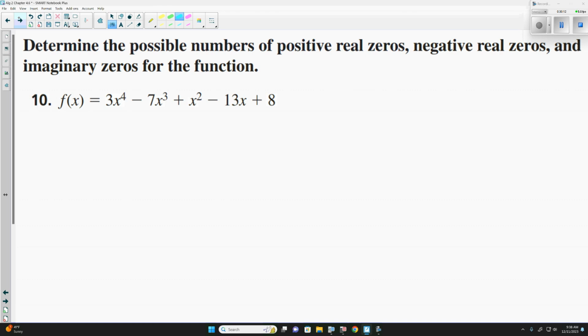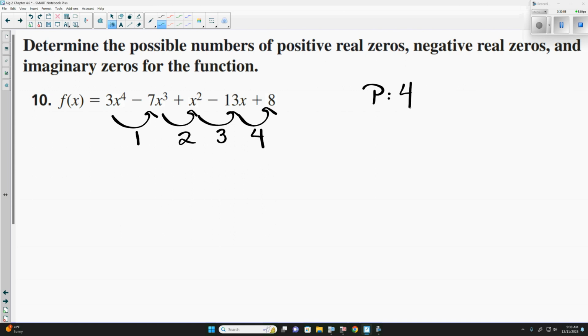Now the nice thing for any of these here, for our positive number of solutions, we can just take the function and start counting our sign changes. And if there is a missing term, we don't have to put it back in. Just count the sign changes. X to the fourth to x cubed, positive to negative, would be 1. X cubed to x squared, negative to positive, 2. X squared to our x, it's 3. And our negative to our constant would be 4.